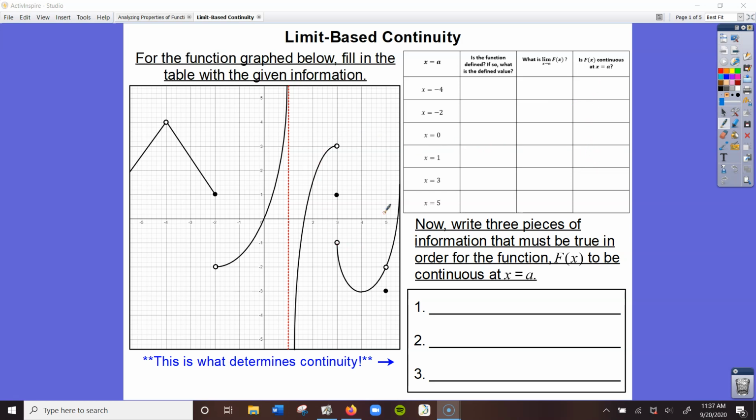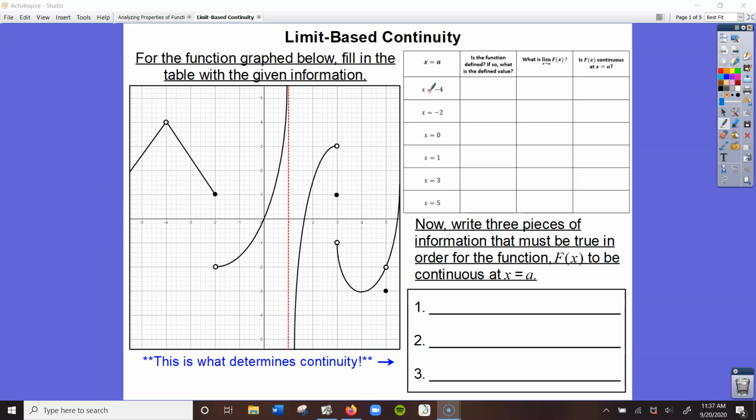Now, if we have a graph, it's very easy to determine whether a function is continuous or not just by looking at it. If you have an asymptote, it is not continuous at that x value. And if you have a hole, it is not continuous. However, regardless of whether we have a graph or an equation, we will need to be able to prove why our function is continuous or not.